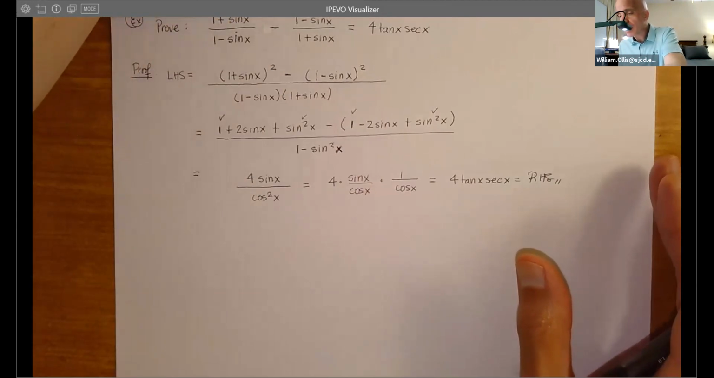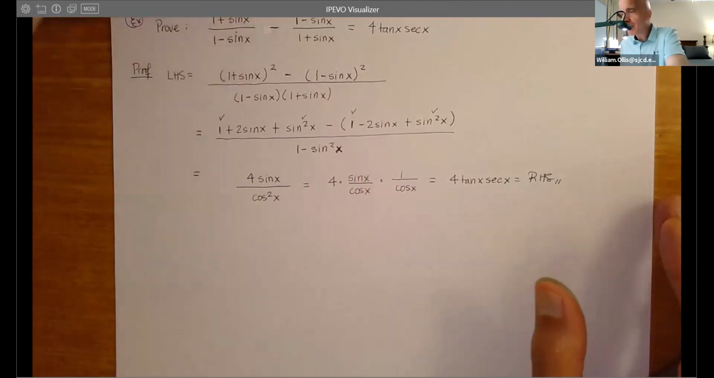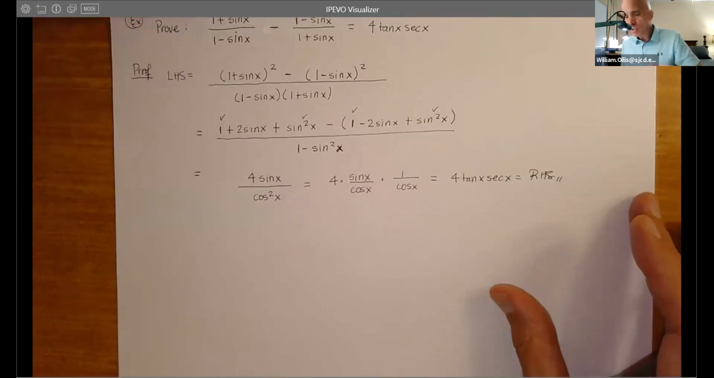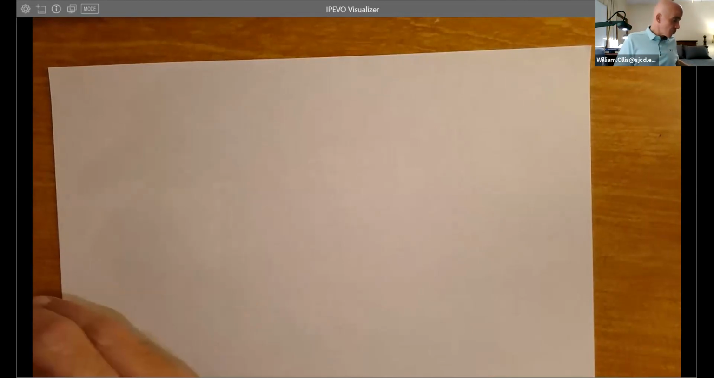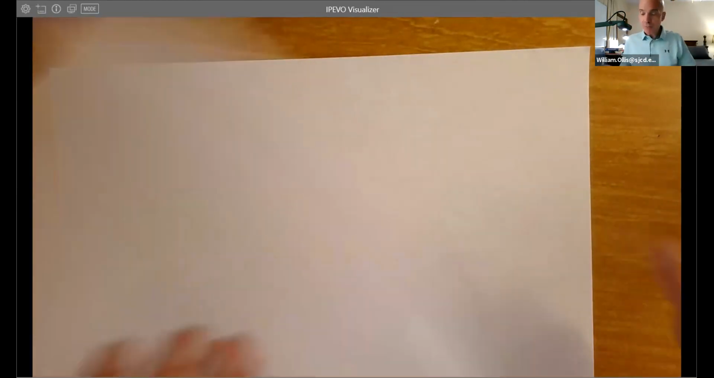Now, let's just look at another one. I've got several here, and then we can just do some basic simplifications. So here's one here. Let me again give a little extra space on the page.